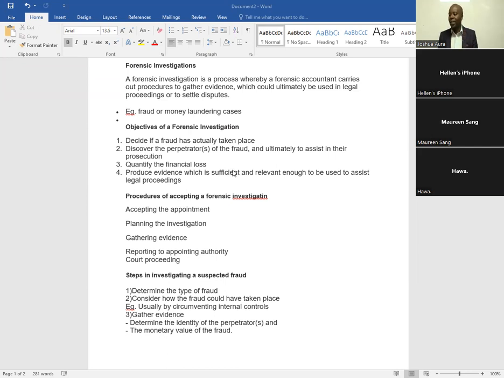And then lastly, you have to produce evidence. So the other objective is to produce evidence which is sufficient and relevant enough to be used to assist in legal proceedings. So ladies and gentlemen, amongst these objectives that I've given you, which objectives of forensic investigation will you never forget? Please try typing there. Which objectives of forensic investigations will you never forget?